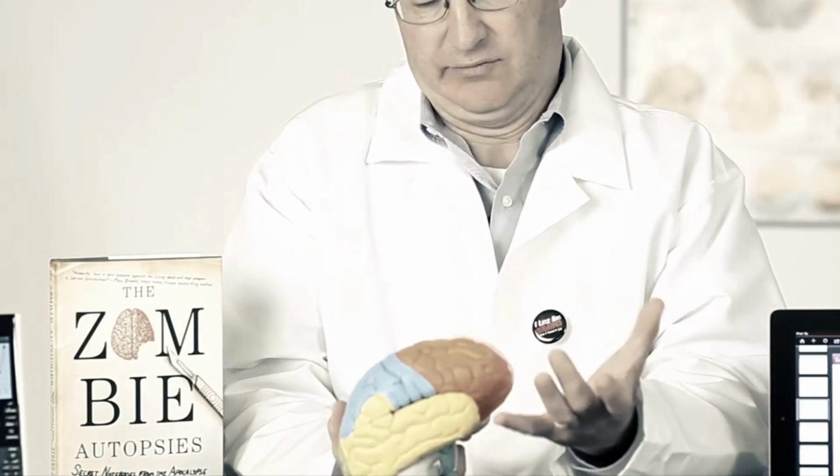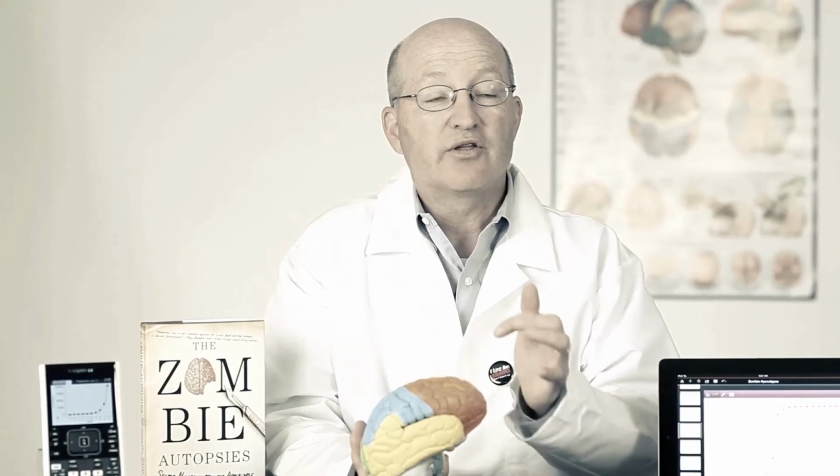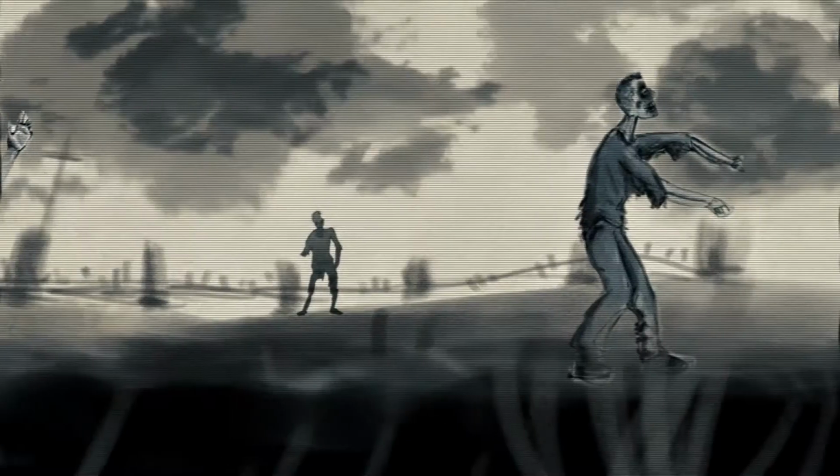You can eat a sandwich while you're running away from a zombie. What part of the brain is associated with solving complex problems? It's the frontal lobe. It's called the frontal lobe because it sits in the front part of the brain. In our zombie model, the frontal lobe itself is going to be affected. That's not enough.